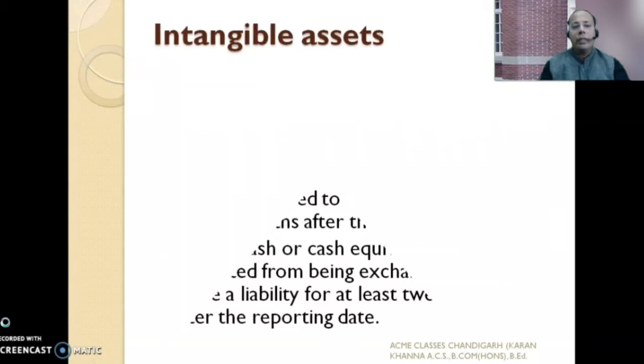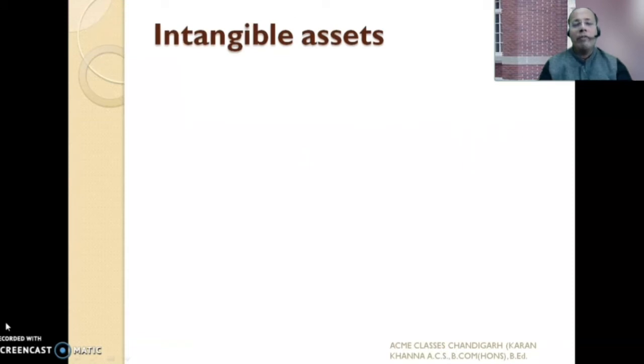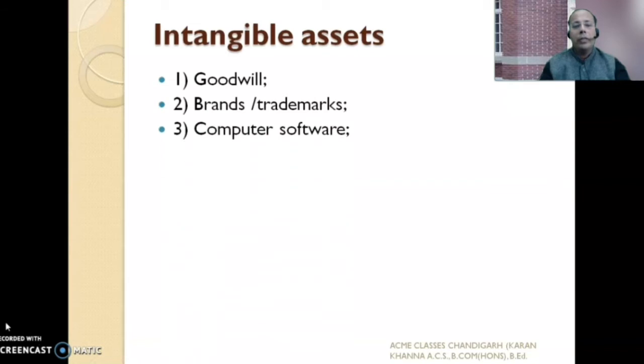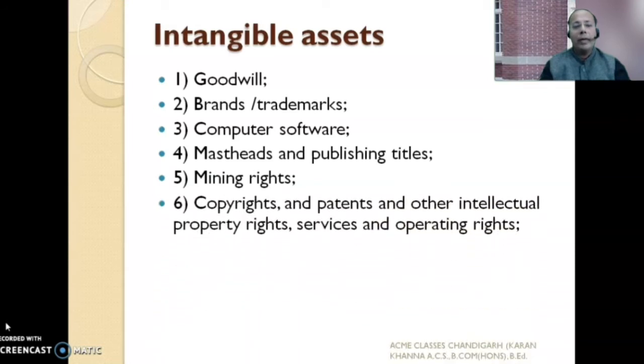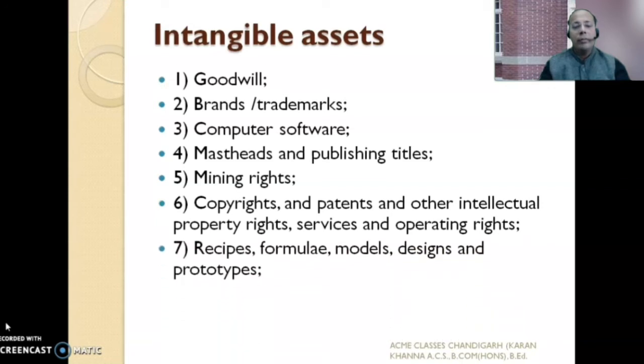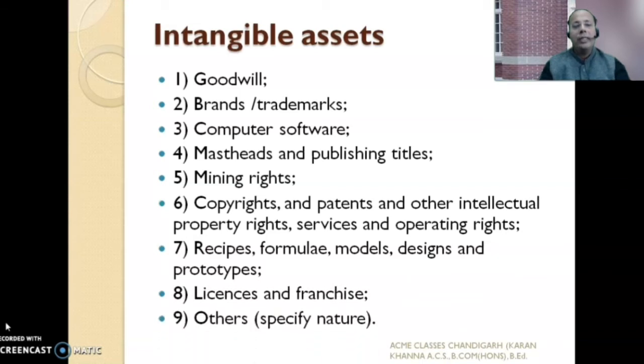Proceeding further, intangible assets. All assets which do not have a physical existence but can be felt in the form of results are classified as intangible assets. And you need to know examples of intangible assets such as goodwill, most commonly used example, brands, trademarks, computer software, mastheads and publishing titles, mining rights, copyrights, patents and other intellectual property rights, recipes, formulas, models, designs, prototypes, licenses and franchise, and others. You need to know these examples for intangible assets because they can be asked in the Viva.